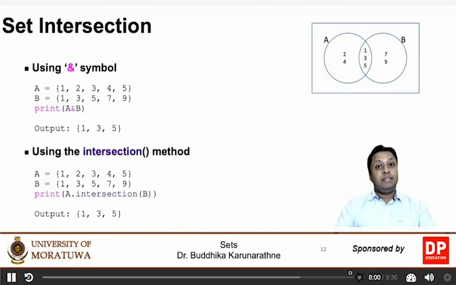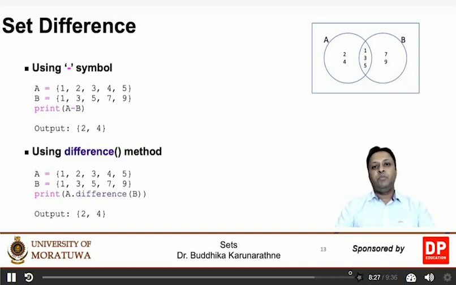So how do we get this set intersection in Python? We can either use the symbol AND, or there's a method called intersection to get the intersection of two or more sets. Once again, please play with these examples on your own in the Trinket playground. That will be provided in the lecture note.